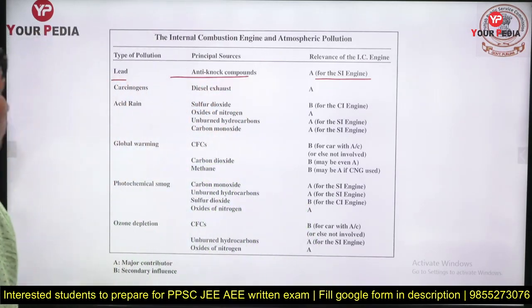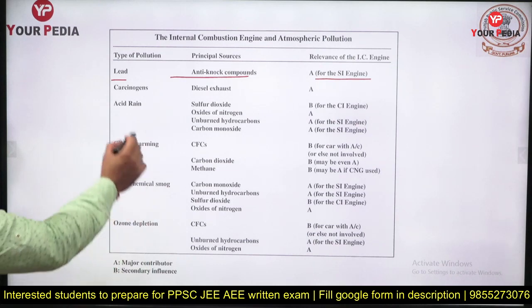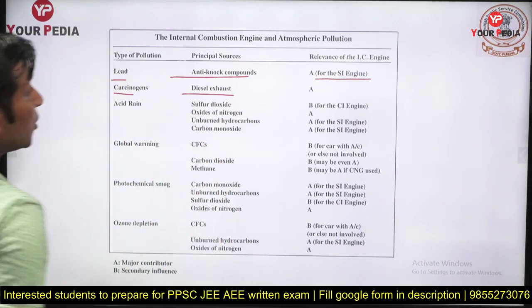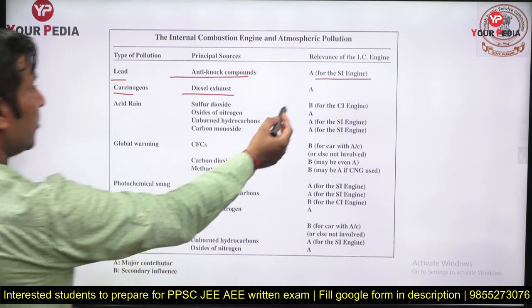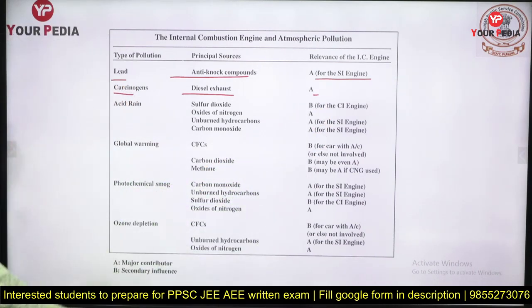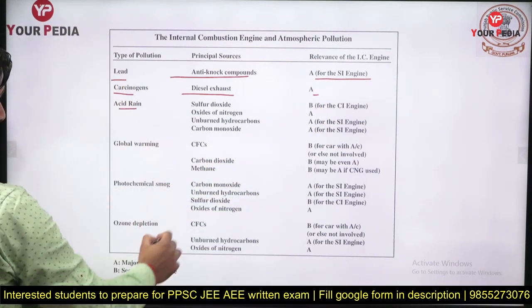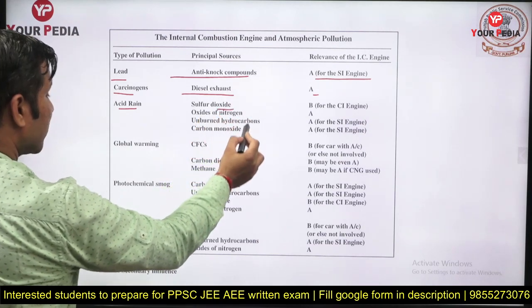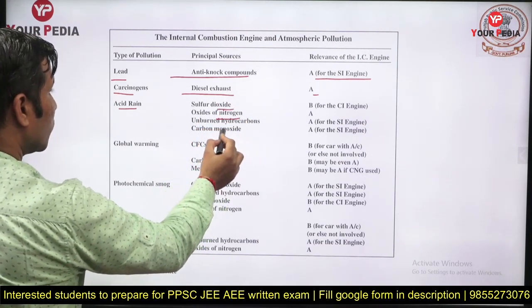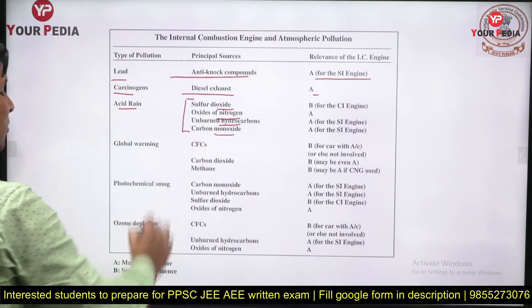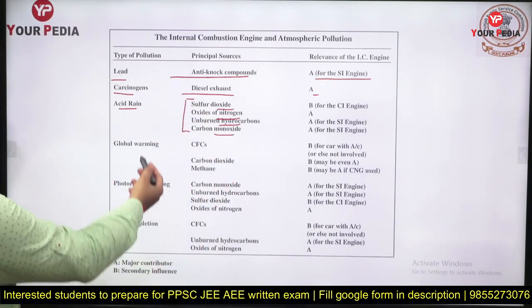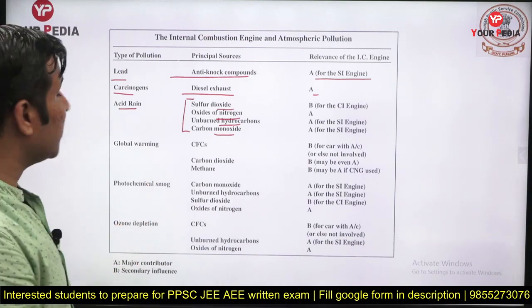Okay, so similarly carcinogens are there in diesel exhaust, and they are also major contributors in the diesel engine. Similarly, acid rain takes place due to sulfur dioxide, oxides of nitrogen, unburnt hydrocarbon and carbon monoxide. Guys, this time we discussed these only. Acid rain, global warming, photochemical smoke, ozone depletion, separately we will have a discussion related to this.